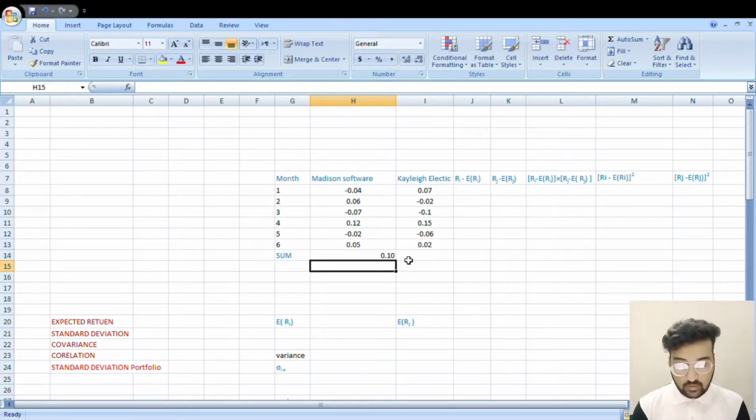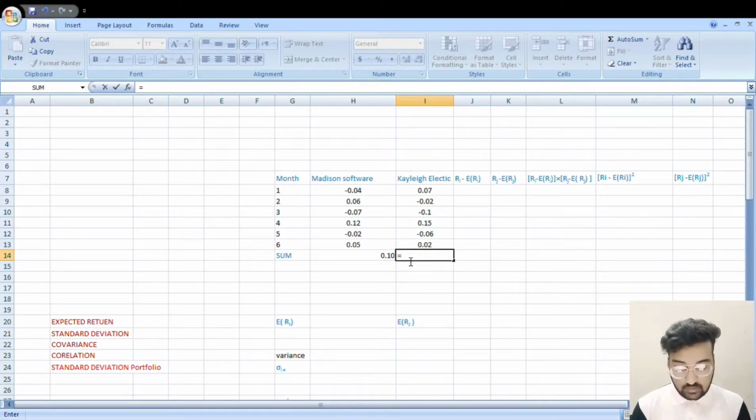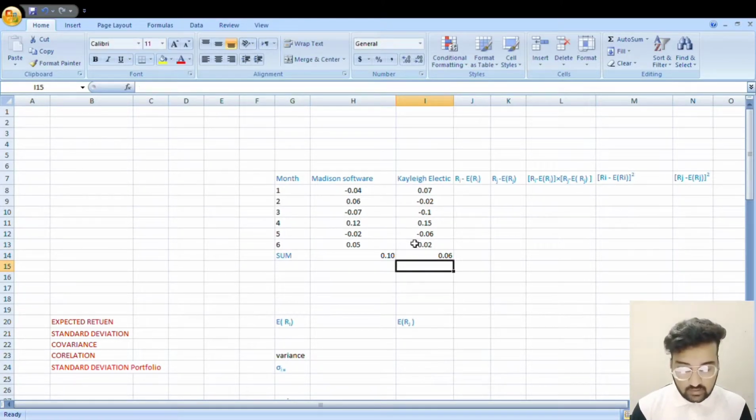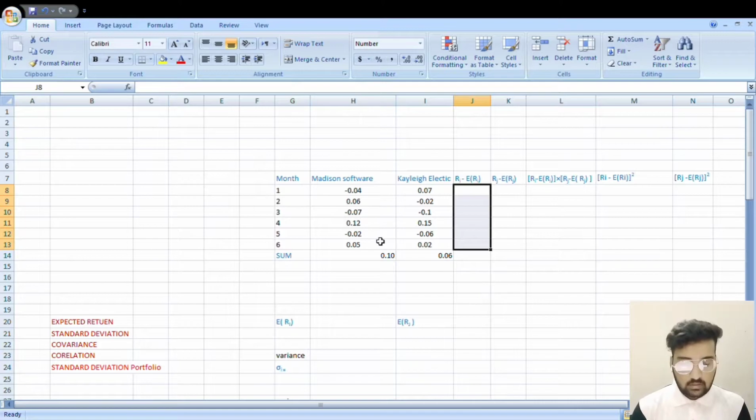Now we find the sum for Scaling Electric Company. We do the same step: equal sign and SUM, select all the values, and we get the sum of returns of Scaling Electric Company. So we have found the sum for both the Medicine Software Company and the Scaling Electric Software Company.